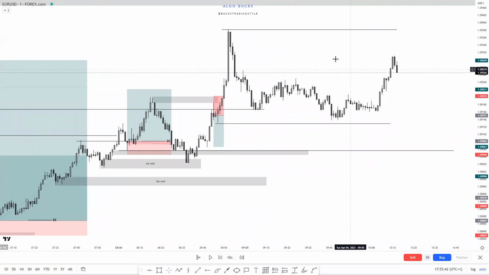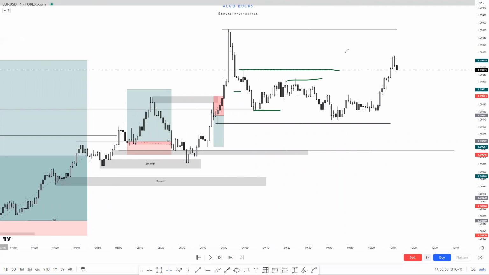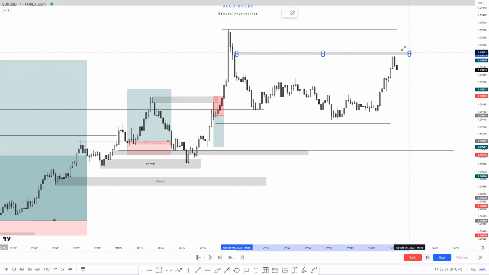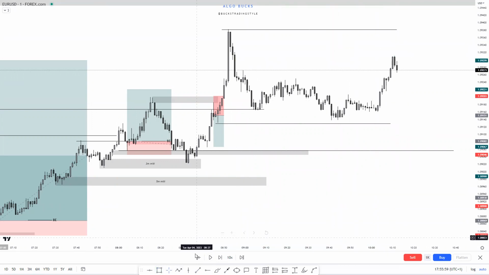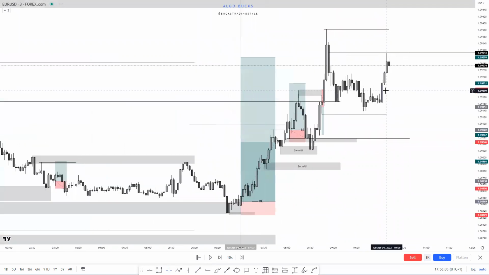So right here, we are having a delivery. This is a delivery we are having on the M1. Fake break, all of these highs as inducement, and then price came into this. Let's say price mitigated that. This right here. Let me use the line. Okay, there was no mitigation. Let's see what 3 minutes is saying.